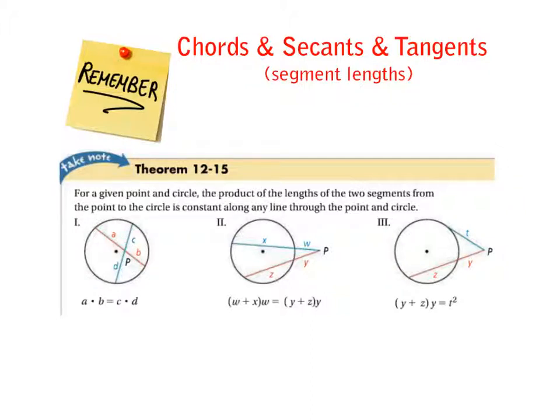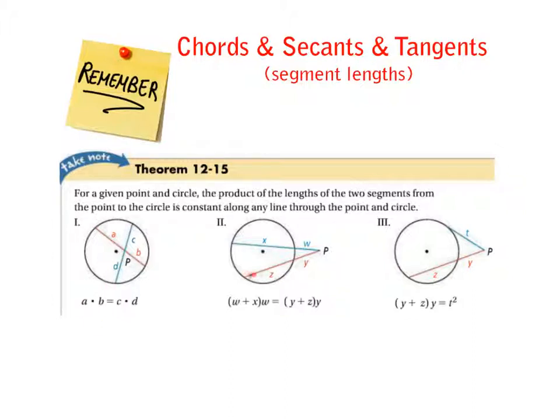And it splits these chords up into sections. You can see there are 4 separate sections. We call them A, B, C, and D. Well, when this happens, this is the relationship that will occur. If you take your A times your B, it will always equal your C times your D. All right, that's interesting. Handy, easy little relationship to deal with.